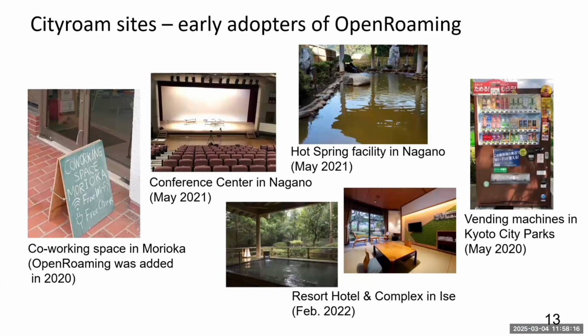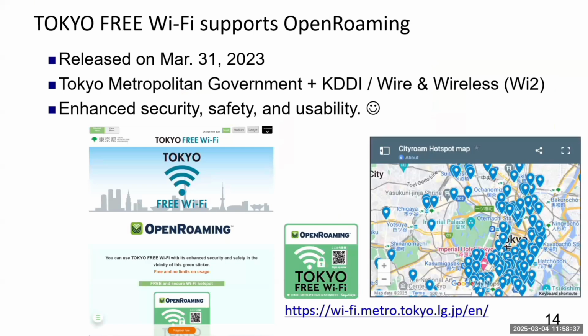In early days, some unique sites adopted the Cityroam system: the co-working space, conference center, hot springs, and resort hotels. And if you visit Kyoto, you can find some vending machines equipped with Eduroam and OpenRoaming access points. And Tokyo Free Wi-Fi became interested in our solution, and they adopted the Cityroam system. They say OpenRoaming, but in fact the backend is Cityroam. And as you can see in the map, there are many access points, except the Imperial Palace. And around Tokyo station, you can find many access points.